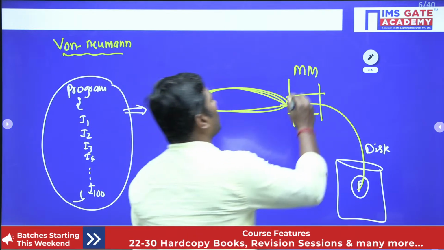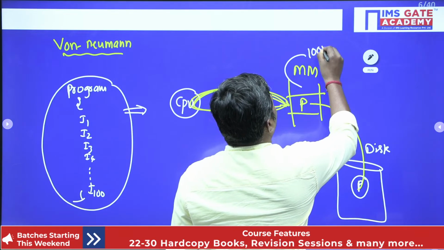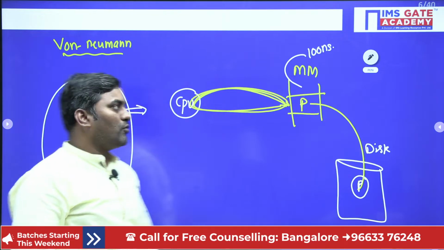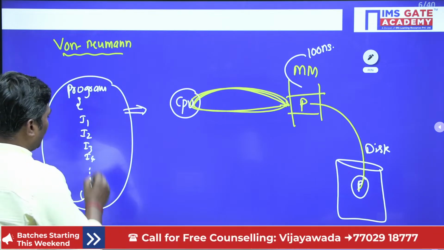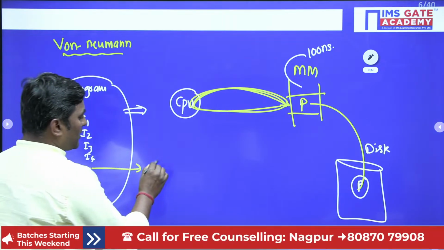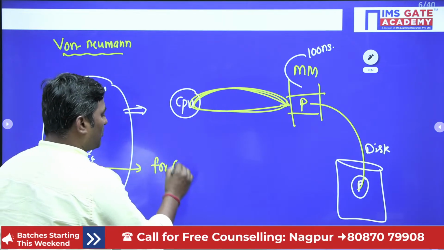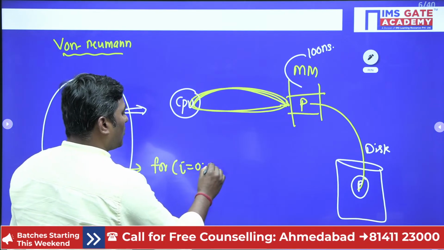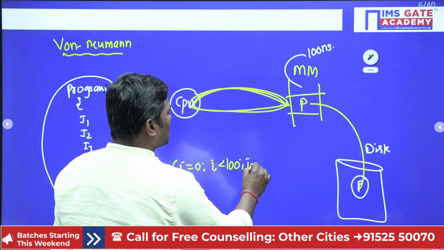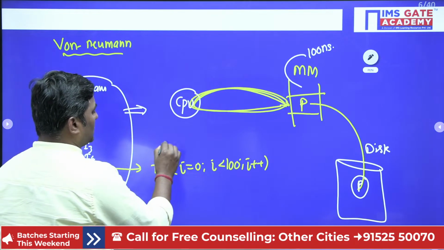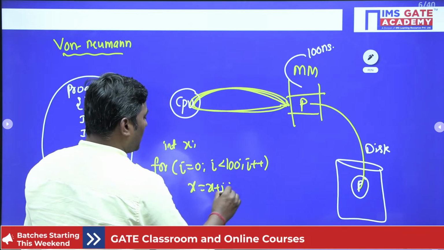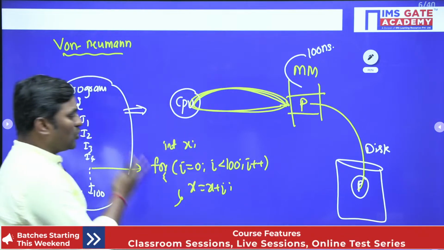Let's take main memory access time as 100 nanoseconds. Please understand, main memory access time is 100 nanoseconds. Getting my point, all of you? Suppose somewhere there is a loop. A for loop is there: for i equal to 0, i less than 100, i plus plus. Let's take some declaration int x, and x equal to x plus i is performed inside it. There is a loop as on that.